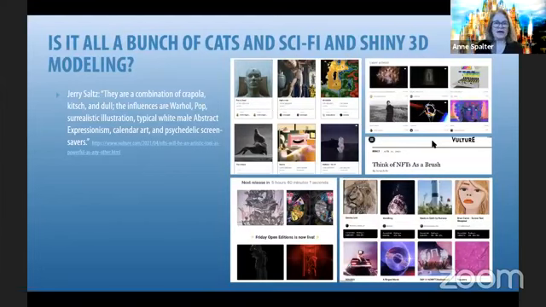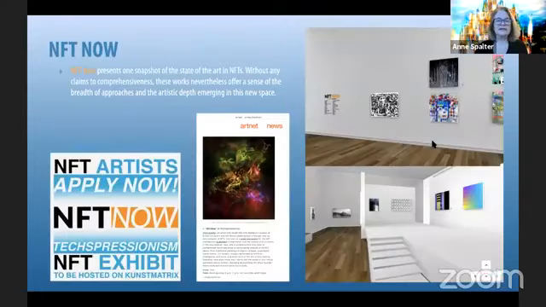So you might look through these sites and think it's all a bunch of cats and sci-fi and shiny 3D modeling. And Jerry Saltz, who's a famous art critic, said it's a combination of crapola, kitsch, and dull, and went on to further lambast NFTs, although he's kind of come around. He's done some YouTube things and he's written a bunch more articles and has become more open-minded about the NFT space. I know a lot of artists making NFTs, and obviously I myself have made them.